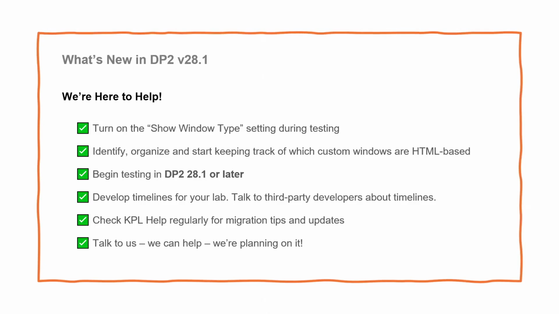Talk to third-party developers about timelines and begin to develop your own timelines about when is the best time to develop or update MS-HTML windows and the best time to roll them out for your users or your operators. Check KPL help regularly for migration tips and updates. We'll update you during our webinars, as I said. We're in this together. Our goal is to make this a non-event so that when Microsoft makes changes, we're ready, and we want you to be too. Thank you.